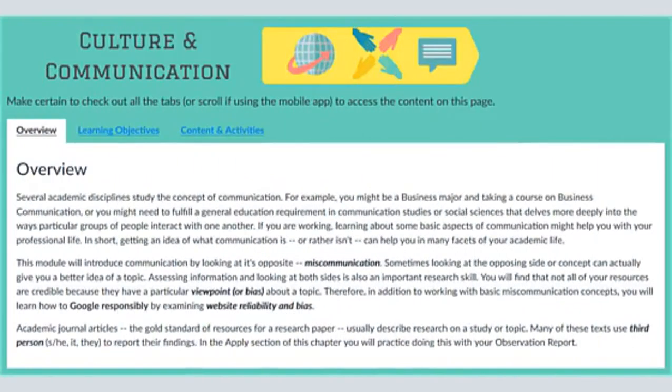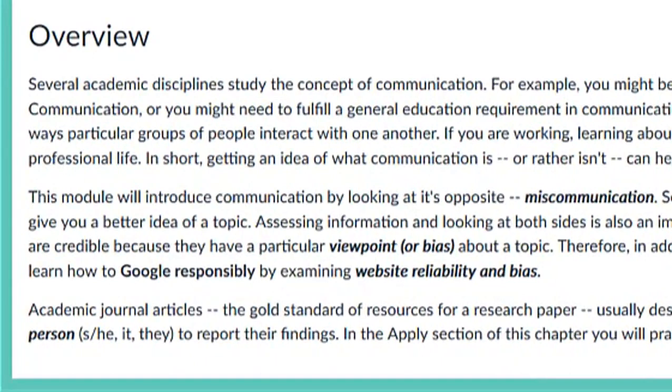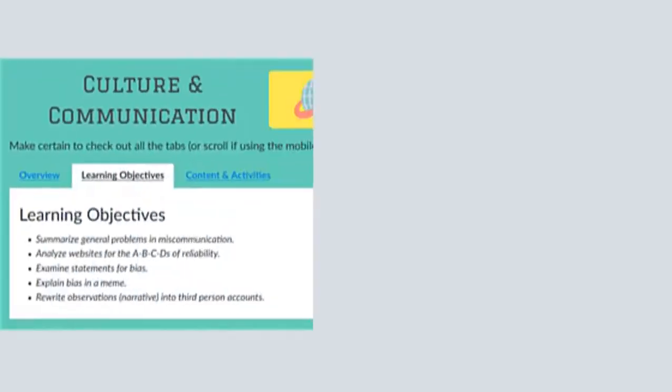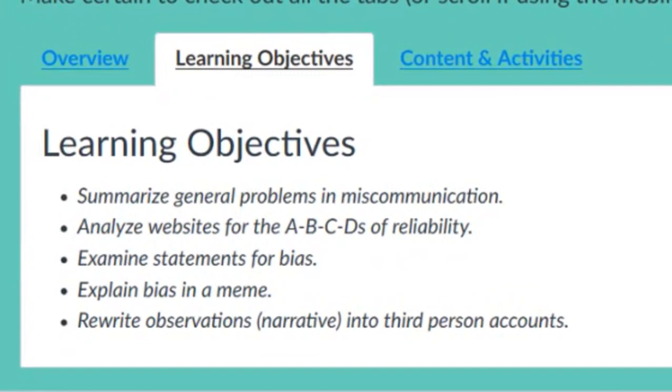Here's an example from an online writing class curriculum. The subjects covered in this unit are miscommunication, website reliability, bias, academic voice. The objectives in this unit are: summarize general problems in miscommunication, analyze websites for the ABCDs of reliability, examine statements for bias, explain bias in a meme, rewrite observations narrative into third-person accounts.